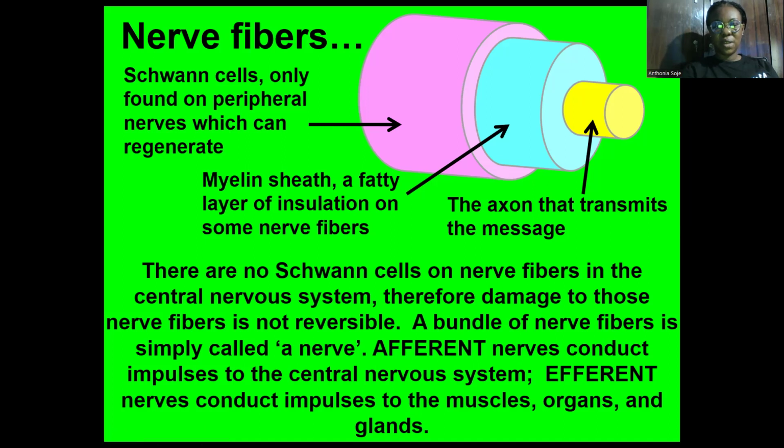Therefore, damage to the nerve fibers of the central nervous system is not reversible. But damage to peripheral nerves can be reversible because the Schwann cells will enable them to regenerate. The bundle of nerve fibers is called a nerve. And afferent nerves will conduct impulses to the central nervous system, while efferent nerves will conduct impulses to the muscles, the organs, and the glands.